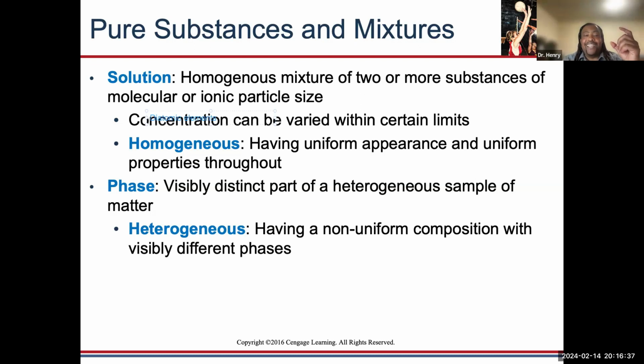Heterogeneous basically means that it isn't uniform throughout the composition. So you have different phases, so you can see the different phases between the two. So like, I'll give you a hint. When you put orange juice into milk, it looks like it forms a little brain, okay? And so it's going to be easy to tell the difference between your milk and your orange juice.